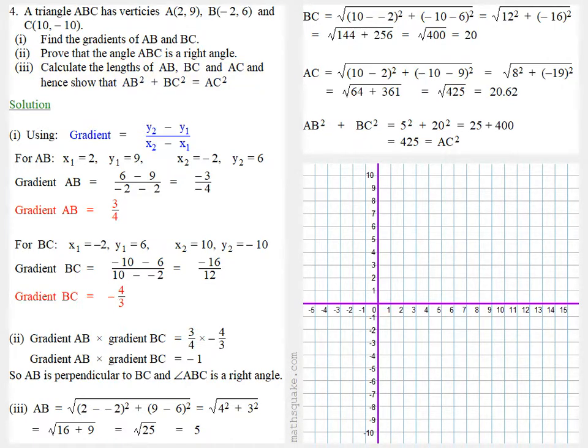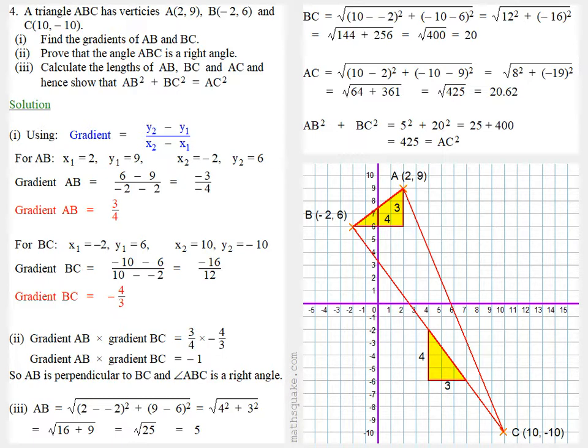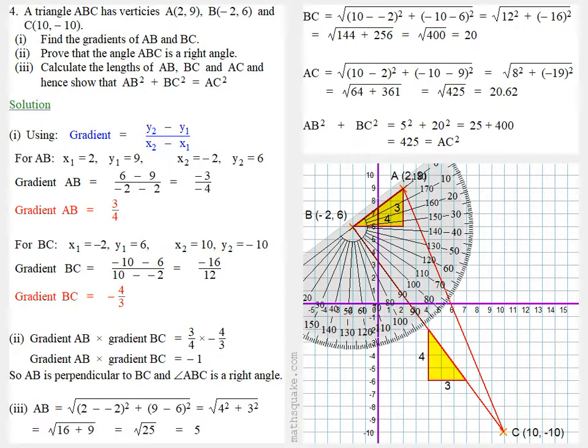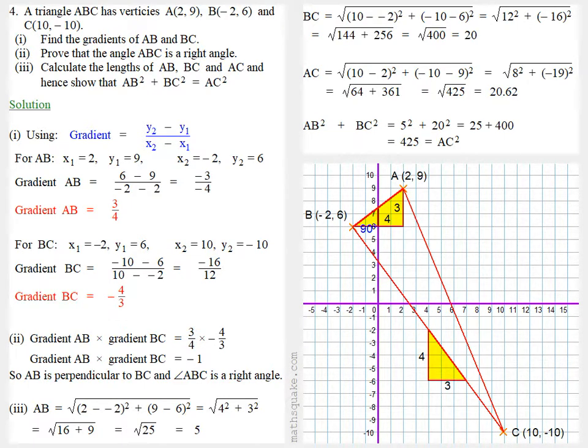Now if we draw a diagram and mark the points A, B and C, we can draw a triangle underneath AB and see that the height is 3, the base is 4, so that gives the gradient is 3 over 4. If we draw a triangle under the line BC, we can see the height is 4 and the base is 3, but it's going downhill, so the gradient is minus 4 over 3. And if we measure the angle ABC, we see that it's 90 degrees.